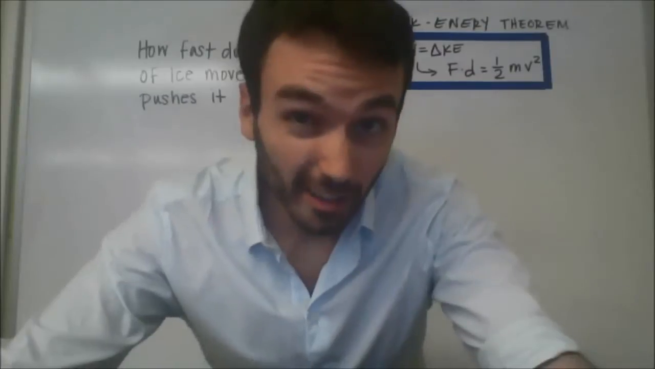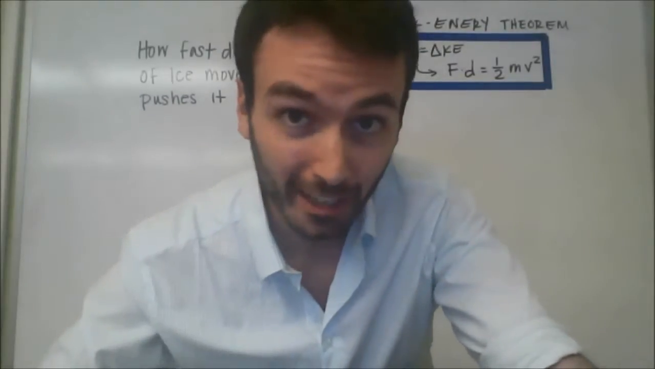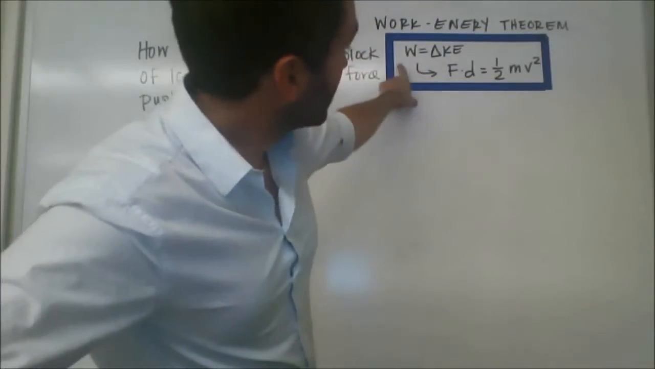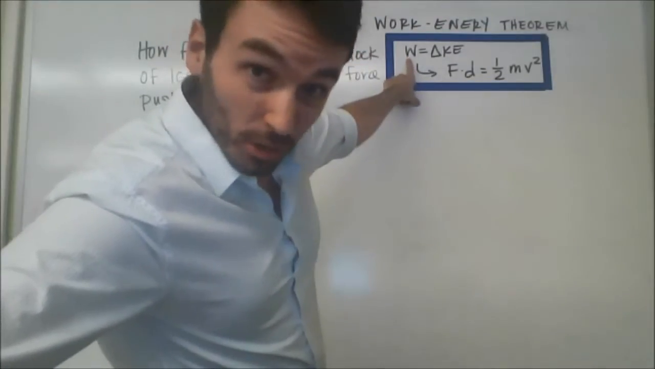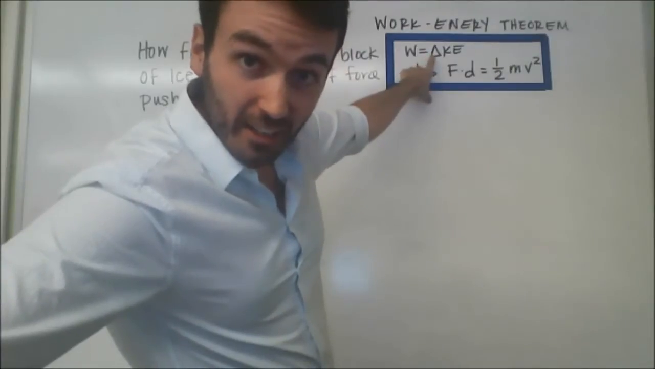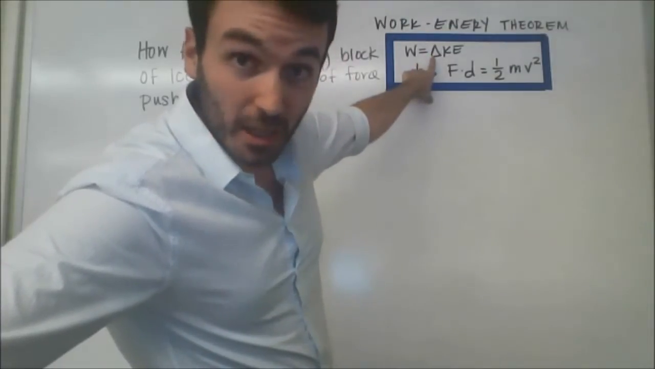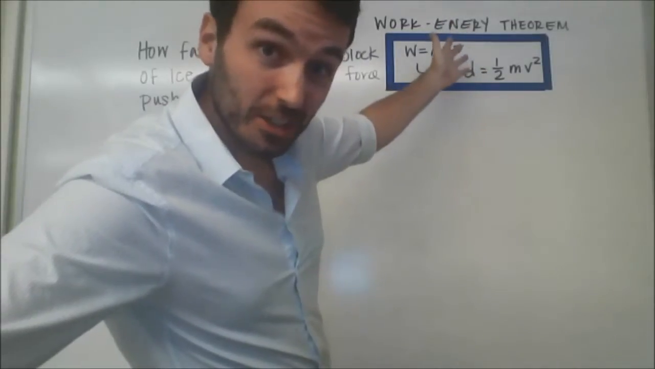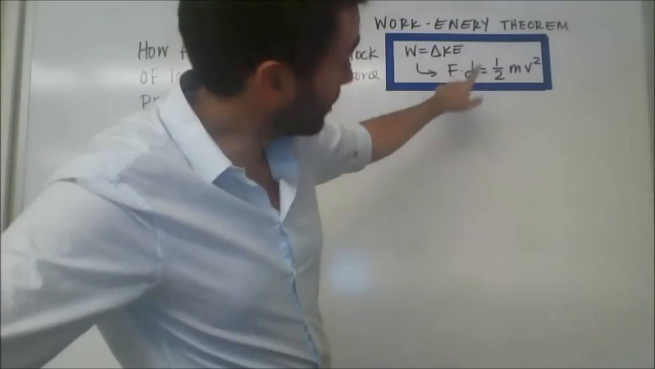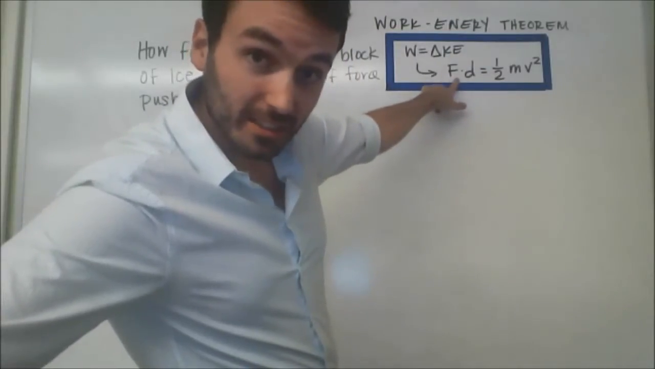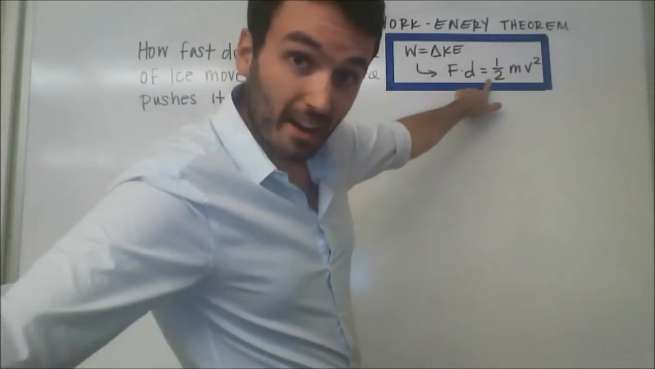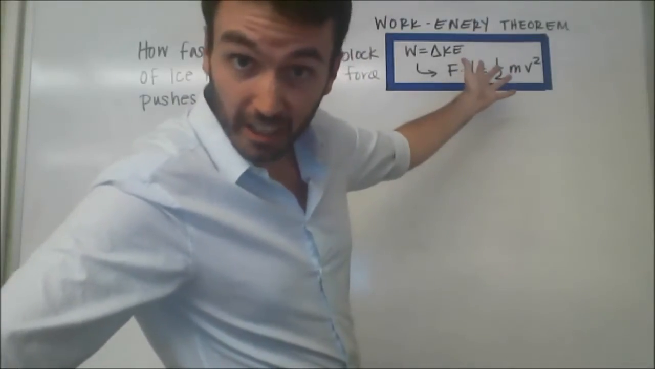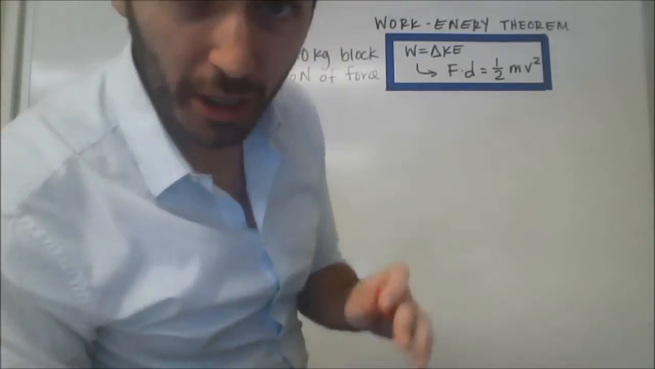Alright, this one is a little more complicated, so stay with me. It's called the work energy theorem. If you take a look at the equation, it says that work is equal to the change in kinetic energy. Remember, this little guy means change. But we already have an equation for work, and we have an equation for kinetic energy. So let's put them all together. Work is force times distance, and kinetic energy is 1/2 times mass times velocity squared. Easy enough, right? Let's see if we can't plug it into an equation.